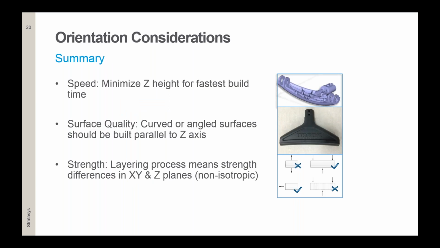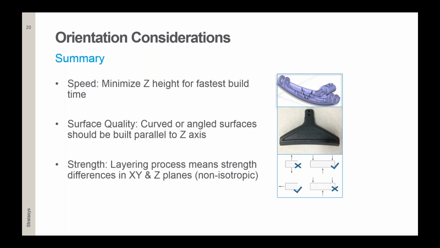So to summarize all this, basically, if you are looking for speed, which is the operator's first choice, most likely minimize the height for fastest build time. For surface quality, curved or angled surfaces should be built parallel to the axis. And for strength, the layering process means strength differences in X, Y, and Z planes, or in other words, parts are not isotropic.